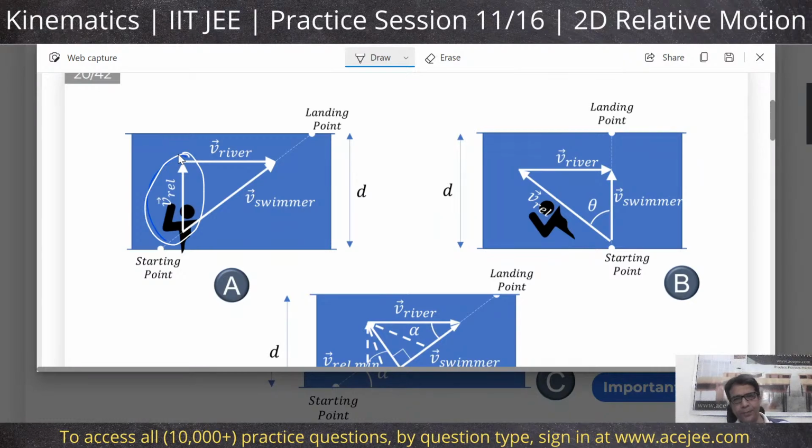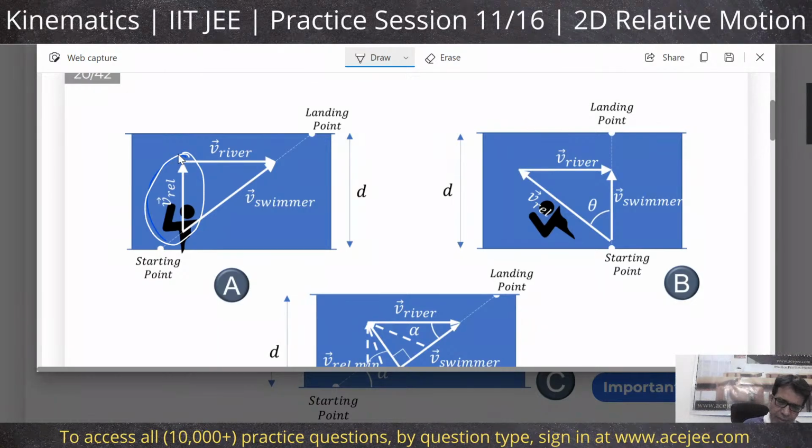Now let me ask, does it intuitively make sense? Let's understand in layman's terms, how would we explain it? One way to get a better grasp of relative motion is to first freeze the river in your mind. Assume that the river is not moving, and let's say the swimmer takes some time t to get to the shore. Correct?